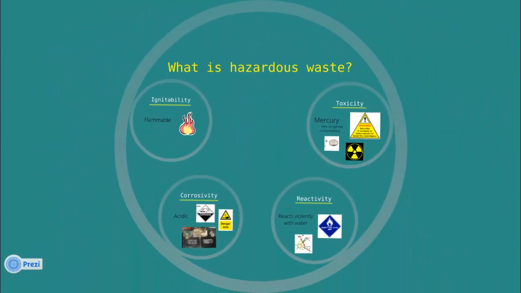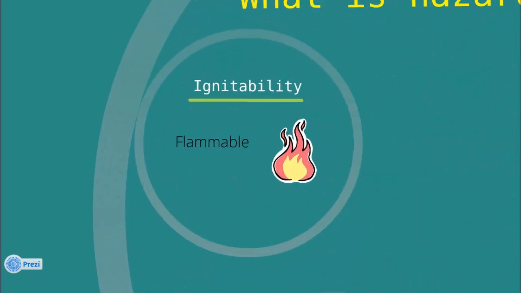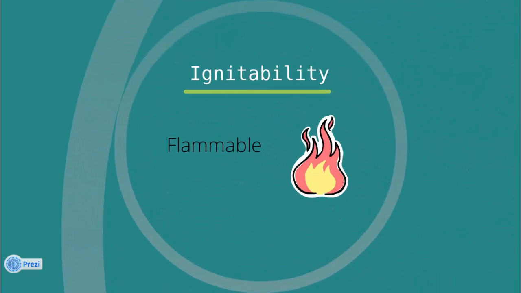So, what is hazardous waste? Hazardous waste is ignitable and can create fires under certain conditions. It can be spontaneously combustible. Examples can include waste oils and used solvents.